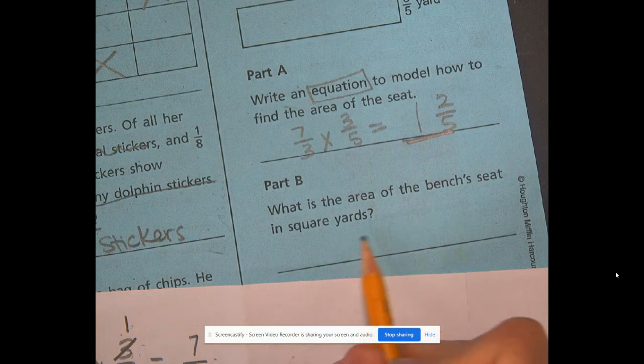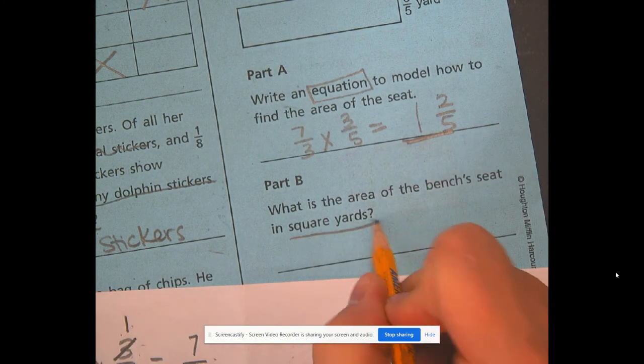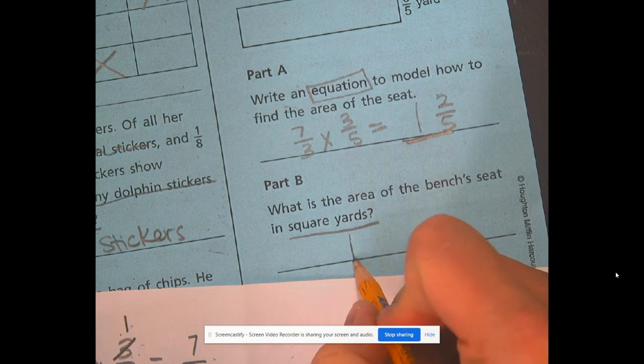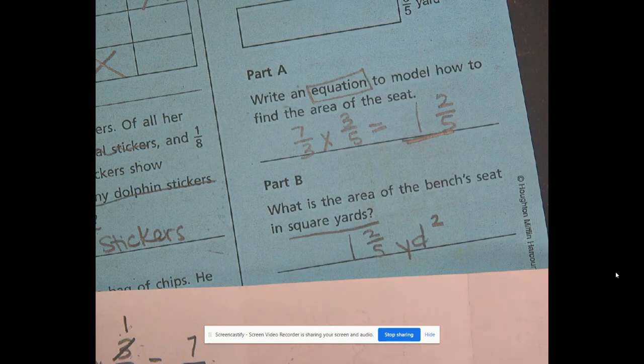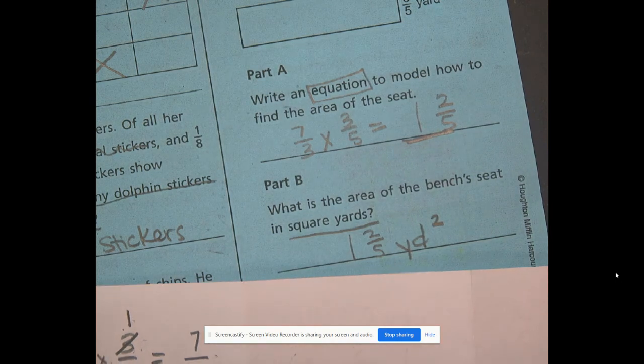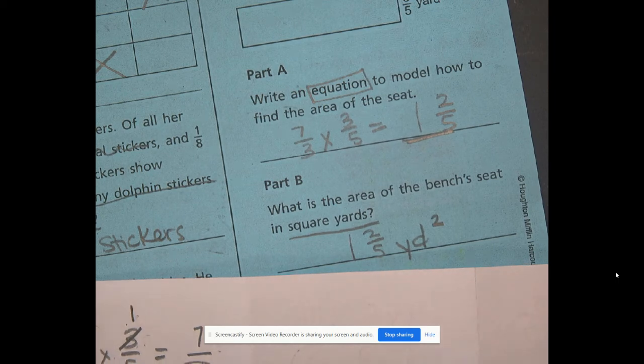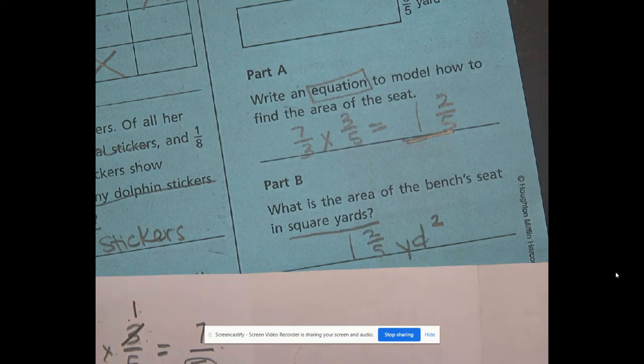What is the area of the bench's seat in square yards? 1 and 2/5 square yards. Why is it squared? Okay, but why is it squared? Remember, we were multiplying like numbers. When we're doing volume, how many are we multiplying? 3, so we cube it, right?